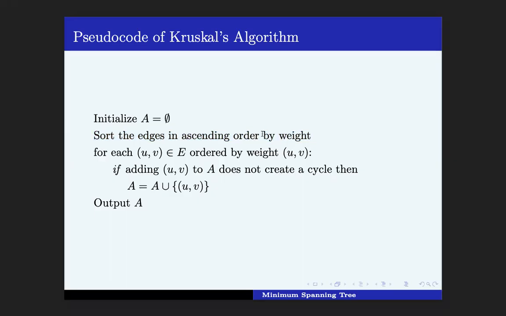And then we have to start from the minimum weight edges, and then we have to just add those edges from minimum to maximum. We have to just add the edges in the minimum spanning tree.